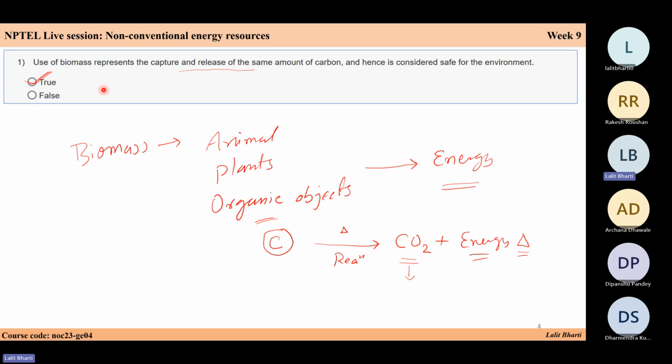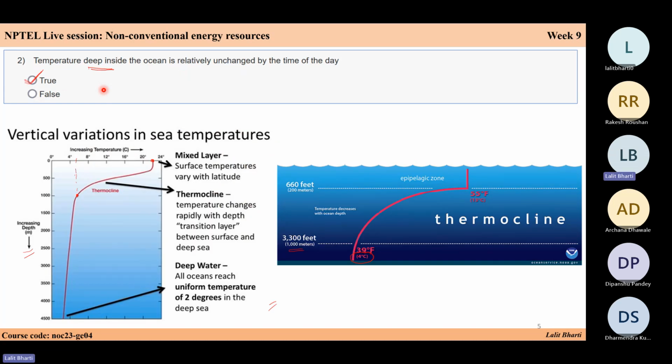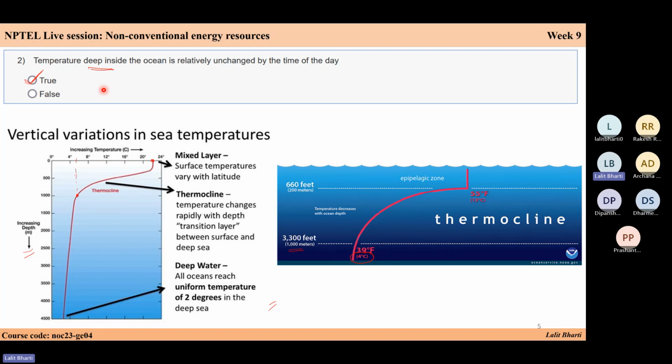Then let us go to our next question. This question says: temperature deep inside the ocean is relatively unchanged by the time of the day. This is from the OTEC type of energy sources.